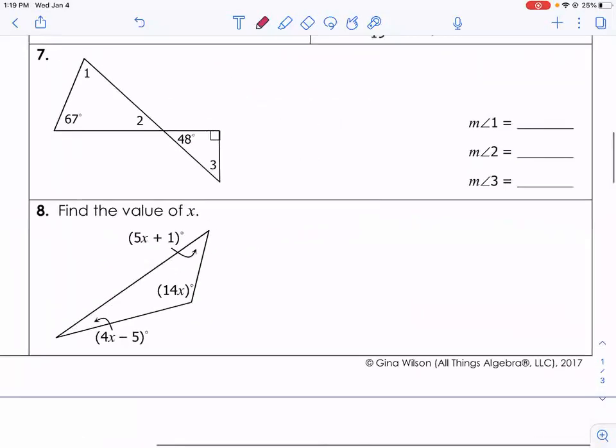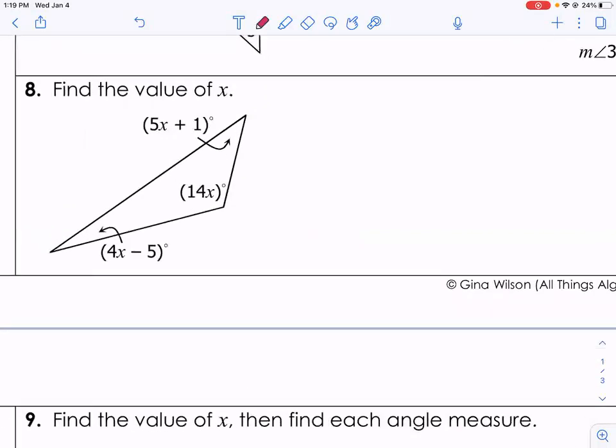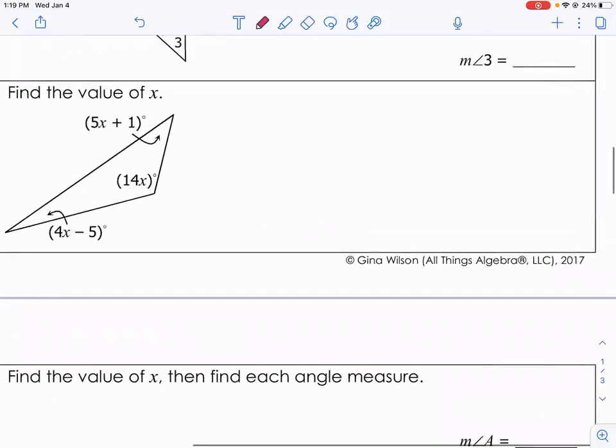Let's come down over here to number 8. In number 8, this class is called Algebra. Here's some algebra for us. Okay, so we know that 3 angles of a triangle add up to be 180. So, Peyton, what are we gonna do here? Right, 5x plus 1 plus 14x plus 4x minus 5 equals 180.